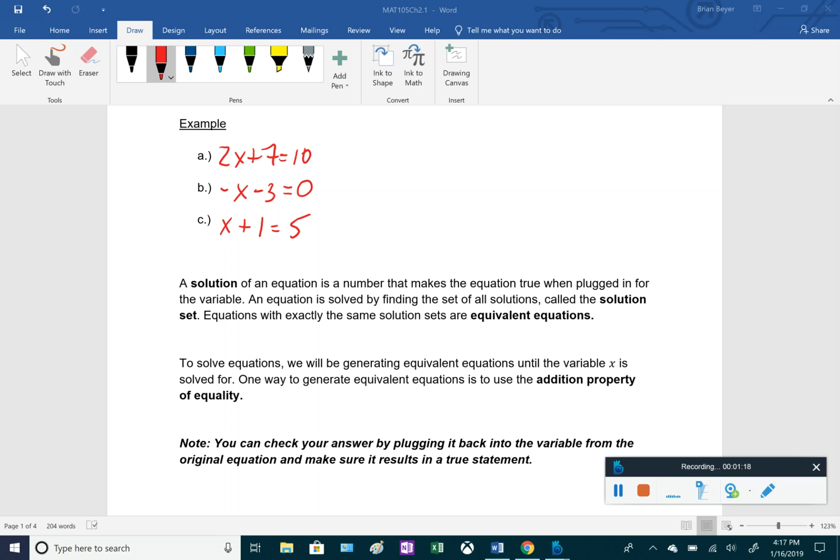The first way we're going to do this is using the addition property of equality, and we'll also be using subtraction. So it's kind of the addition and subtraction property of equality. After we solve these equations, we'll be checking our answer by plugging the solution we found back into the original and making sure that it results in a true statement.